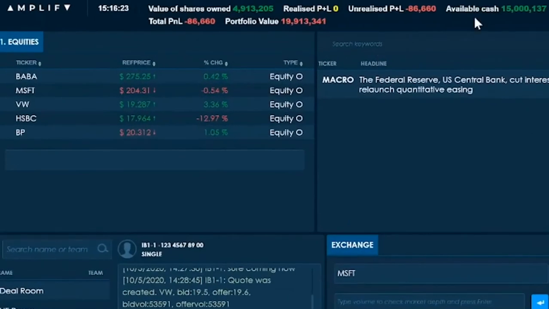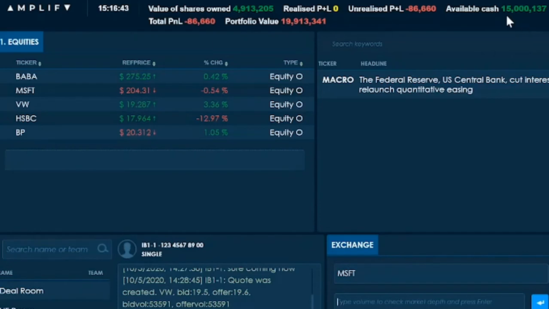Right at the top of the screen, we've got some top level information, the value of shares owned. So that's the total of your position values at any moment in time. Realized and unrealized P&L. This is again just summing these columns from the right hand side here.